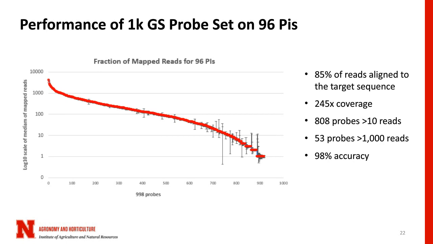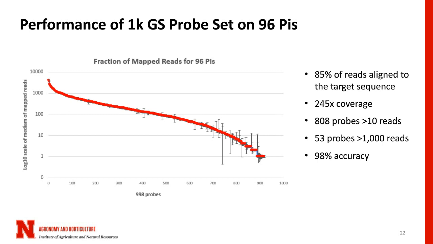The 1,000 probes are shown on a logarithmic scale on the y-axis there. Overall, for this particular run, we had 245x coverage. 800 probes had greater than 10 reads, so about 200 probes are underperforming. The advantage of individual probe synthesis is you can increase the concentration of those low-performing probes and increase the number of reads you get for them. So we're going to be able to work on this probe set to increase its performance.